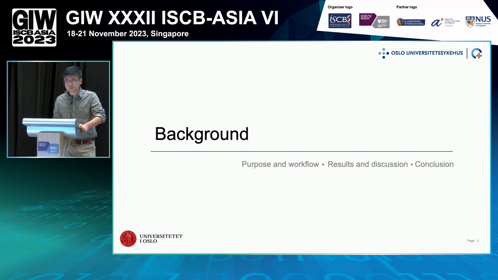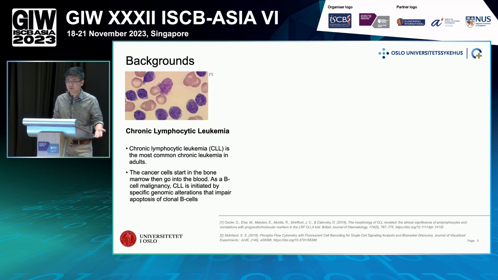Before we go into the details, I would like to introduce some keywords that are important to this presentation. First of all, what is chronic lymphocytic leukemia? Chronic lymphocytic leukemia, which is also called CLL, is the most common chronic leukemia in adults. I think you also heard that in the second presentation in the first day. The cancer cells start in the bone marrow, then go into the blood as a B-cell malignancy. CLL is initiated by specific genomic alterations that impair apoptosis of clonal B cells.